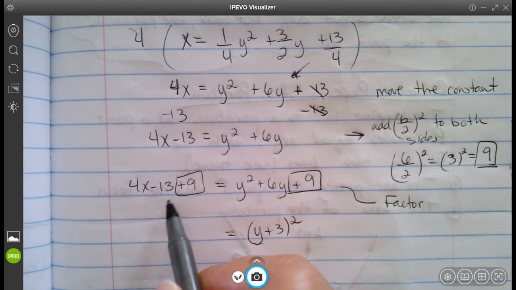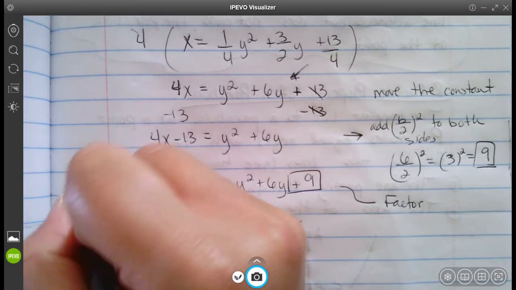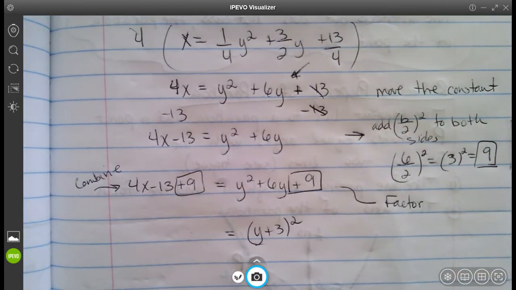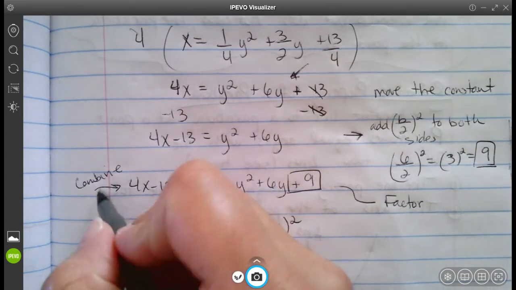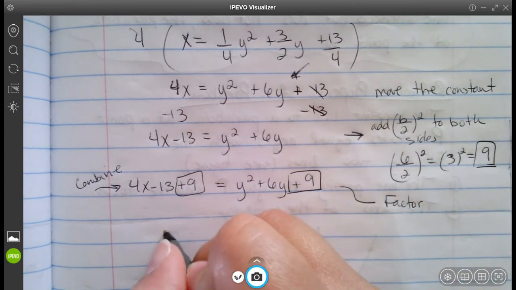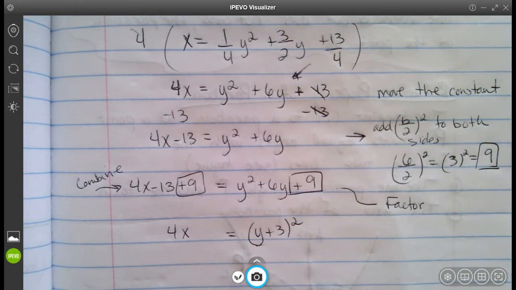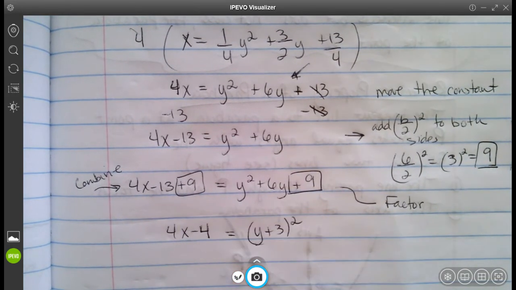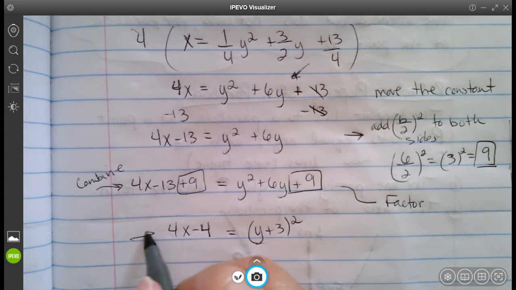On this side, we have to combine first. So I guess I should have made a comment about that first. And I'm not doing like an actual step 1, step 2, because we have done this before. So we're going to combine this first, which gives us negative 13 plus 9 is 4. So minus 4. And then we can factor this one now.